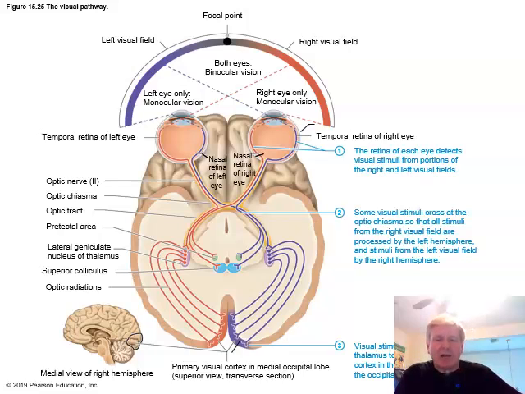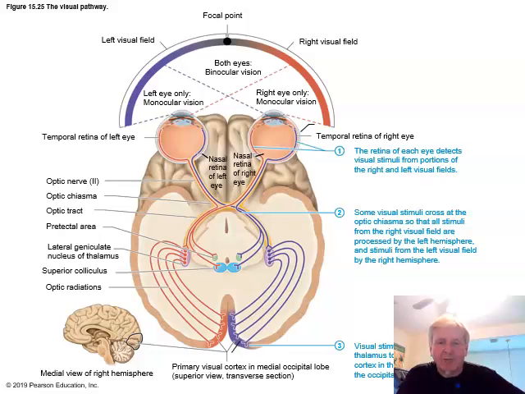So the retina of each eye will detect the visual stimuli from portions of the right and left visual fields, and they're represented by the red and blue color codes used in the visual field representation. The temporal retina of the right eye takes visual information from your left visual field. The nasal retina of the right eye takes visual images from your right visual field. Then those fibers run via the optic nerve.